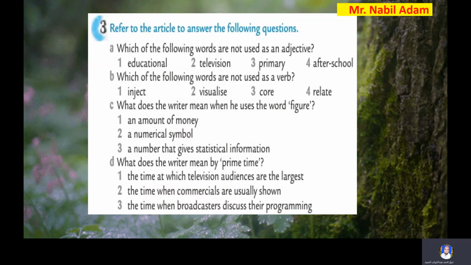C. What does the writer mean when he uses the word figure? An amount of money, a numerical symbol, a number that gives us statistical information. D. What does the writer mean by prime time? The time at which television audiences are the largest, the time when commercials are usually shown, the time when broadcasters discuss their programming. Please read the questions and choose the right answer by circling the numbers.